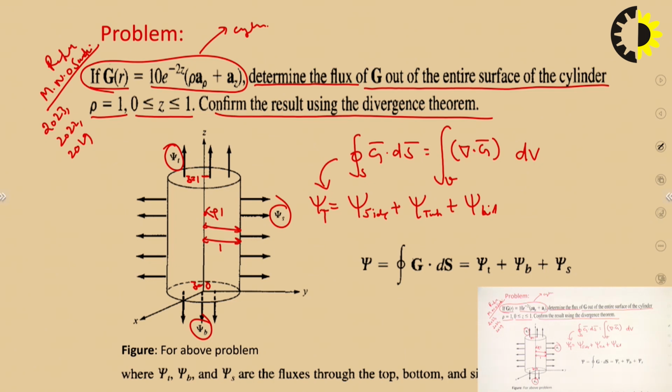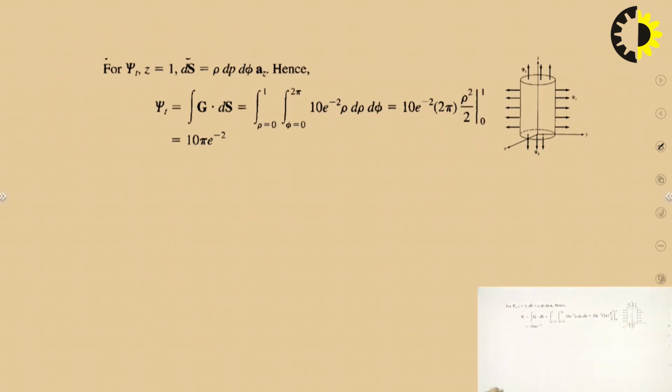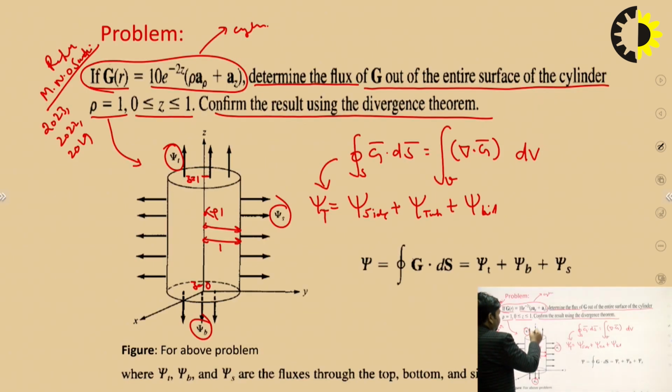So as given in that particular question, rho is from 0 to 1 and z is from 0 to 1. So we can easily calculate the top flux. So what is the top flux? This is how much top flux is to be calculated.